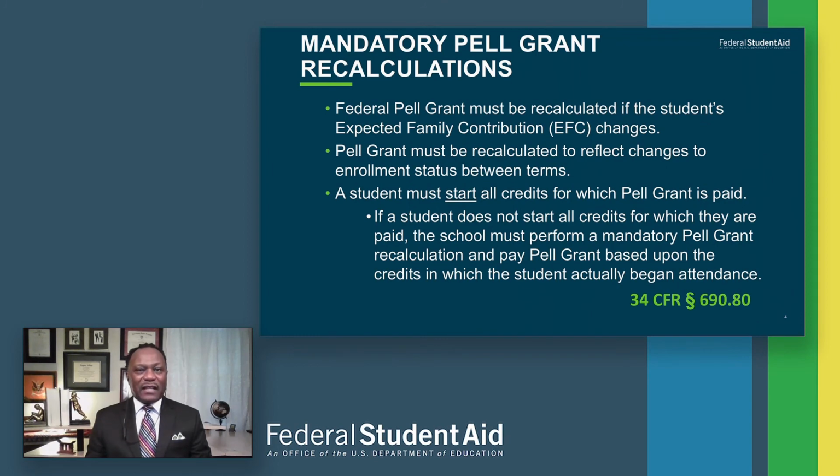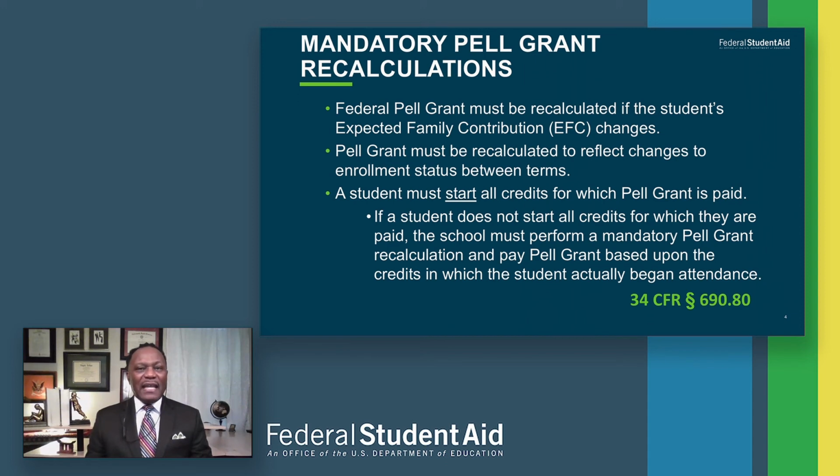Now, the second instance of a required Pell recalculation occurrence is if the student's enrollment changes between terms and is different from what was anticipated. This bullet is very similar to the next bullet and the sub bullet, which is to say that regardless of what your student may have initially anticipated for enrollment, your school cannot disburse Pell for credits in which the student did not begin attendance. This includes early disbursements as well.